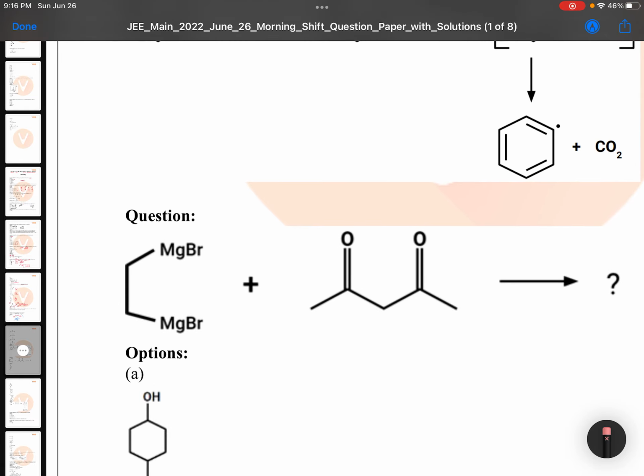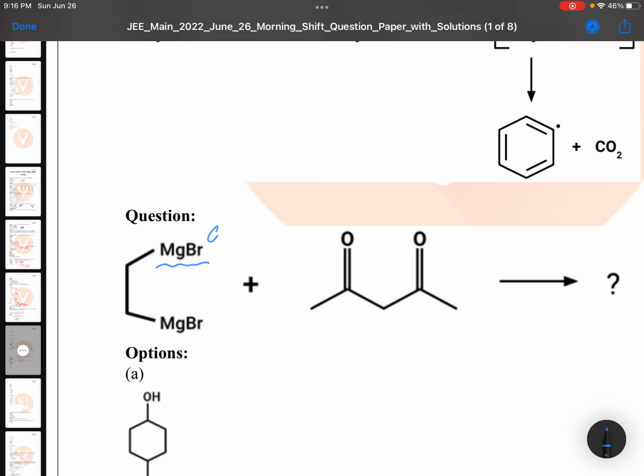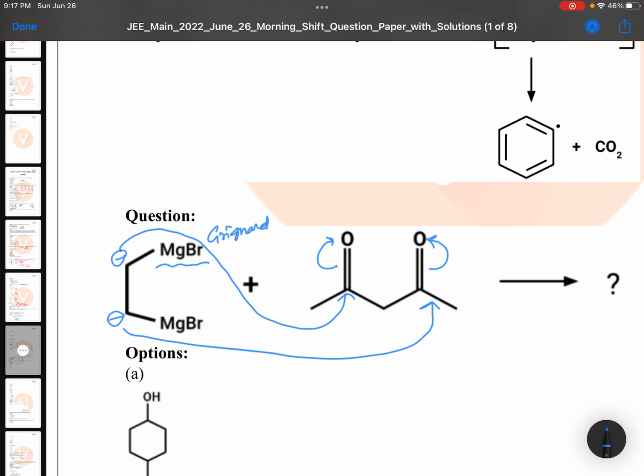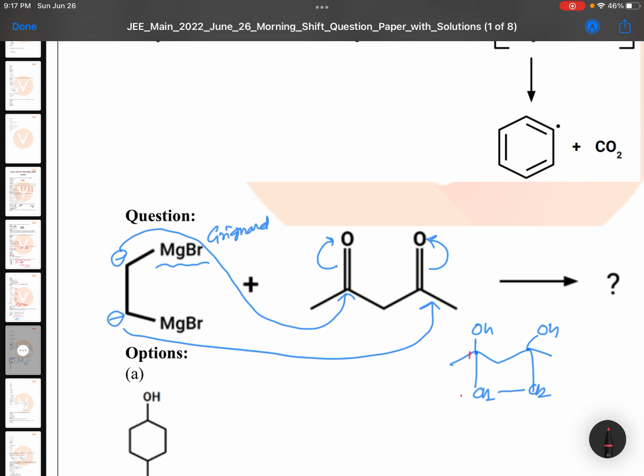Now this is another question which is again very interesting. This is ethyl magnesium bromide, like a Grignard reagent. This minus charge is coming and attacking here, this minus charge is coming and attacking here, simple. So it becomes CH2 here, CH2 here, and this will become OH, it will become OH. Very, very simple question. Don't get confused with this. Now you can see 1, 2, 3, 4, 5 members are there, and at these two positions there are two OH groups.